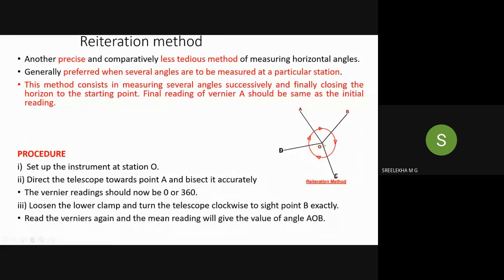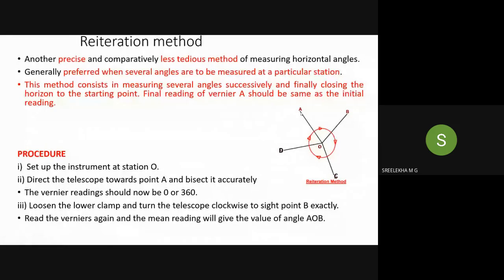So what are you seeing in this picture? This is your station point O, and there are 4 points given: point A, point B, point C, and point D. Usually we start from point A itself, in alphabetic order. So A will be the first object to which we sight. Then we turn to the point B, then C, then D, and finally we return to the starting point A.